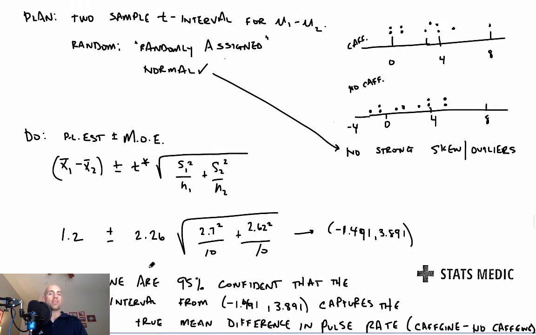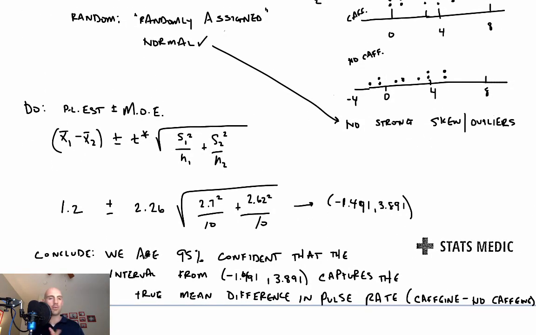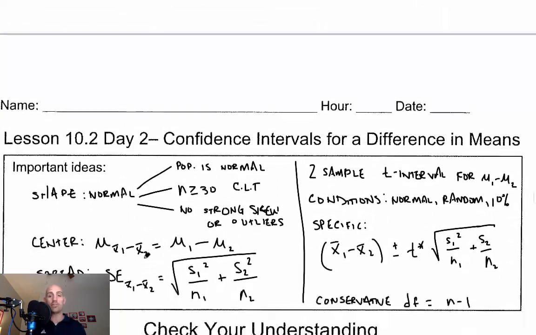So what could we do with this information here? So do we have enough? Do we have convincing evidence? And we can talk about that. But notice what this interval captures. So is it possible that there's no difference? Well, if the interval captures 0, then it's possible that there is no difference, and it can vary from negative 1.491 all the way up to 3.891. So that's the basics of constructing a confidence interval for a difference in means.